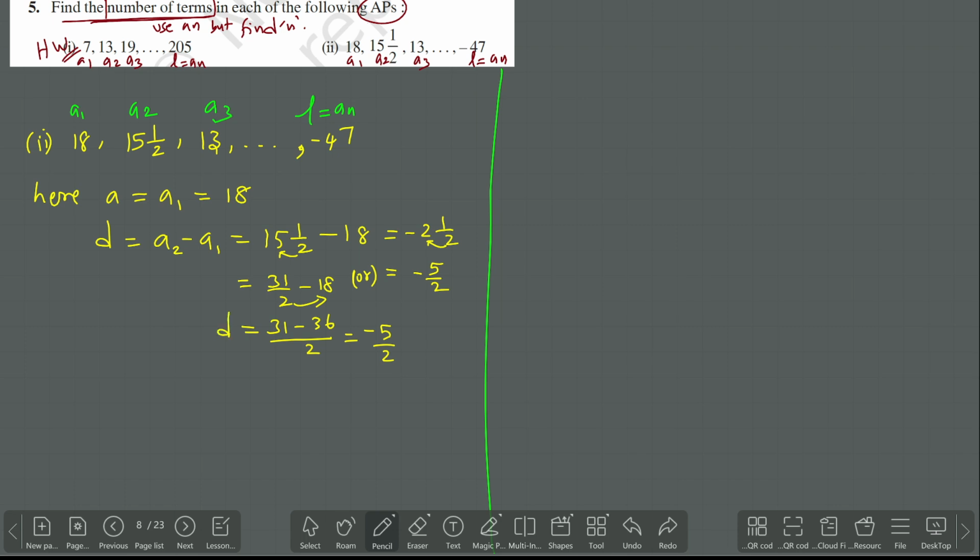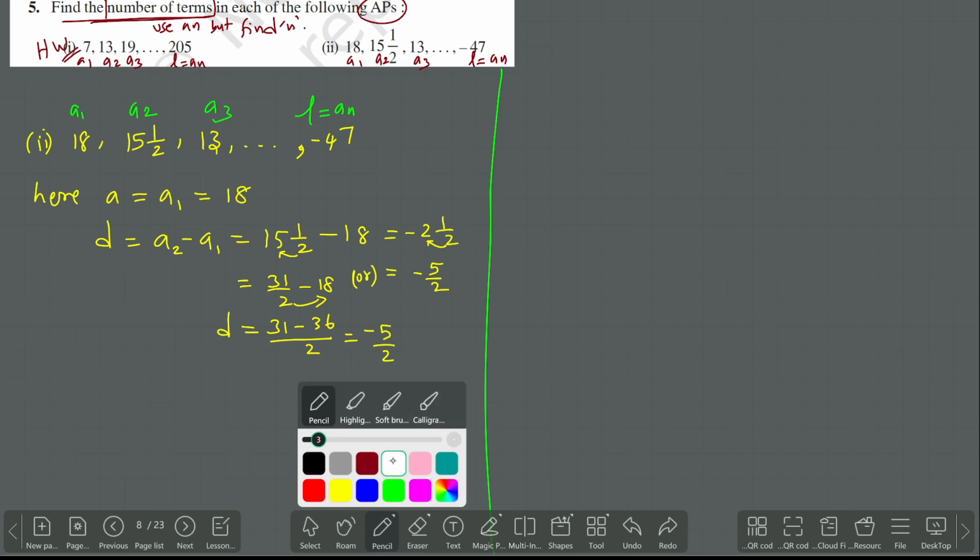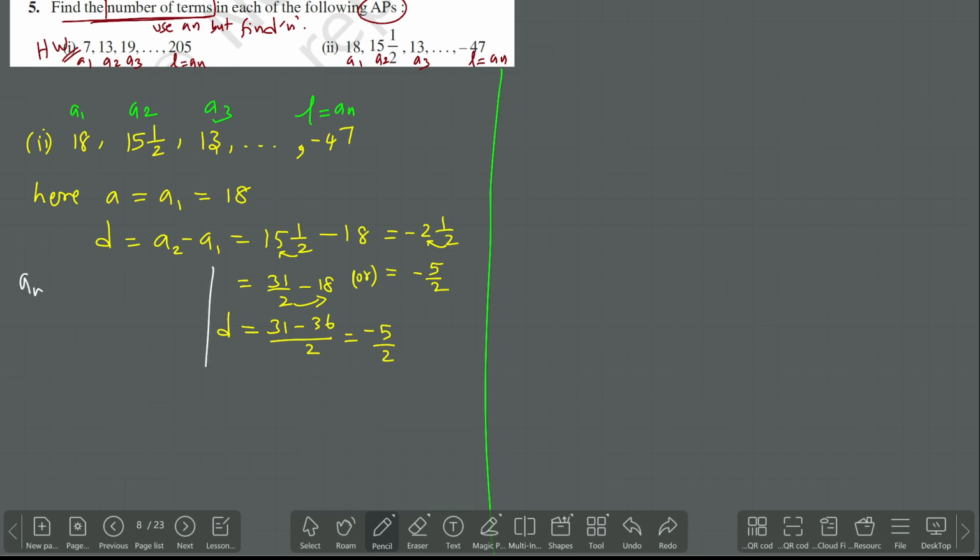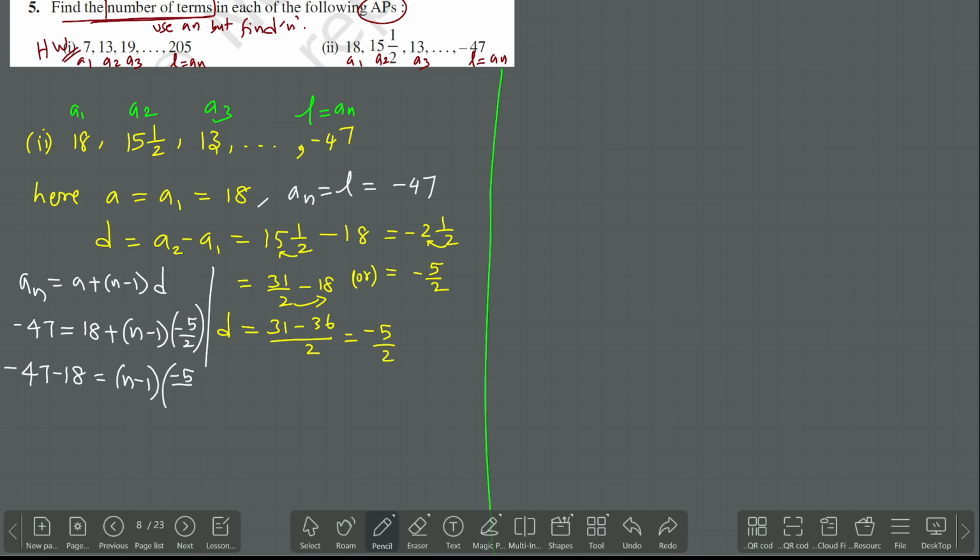Right. Now what am I going to find? N value. What am I going to use? An. So what is my an? An equal to a plus n minus 1 into d. An, that is last term, equal to minus 47. You write in given, okay? Right. So an is what? Minus 47 equal to a value 18 plus n minus 1 into d value, minus 5 divided by 2. Understand? 18 you bring opposite. Plus 18 when you bring opposite, minus 18, which is equal to n minus 1 into minus 5 divided by 2.